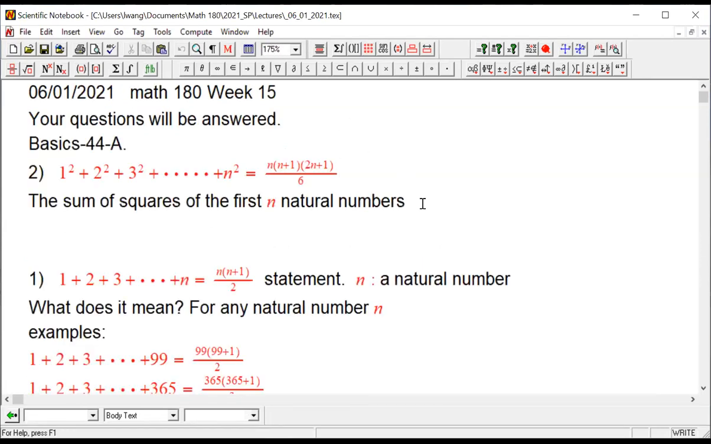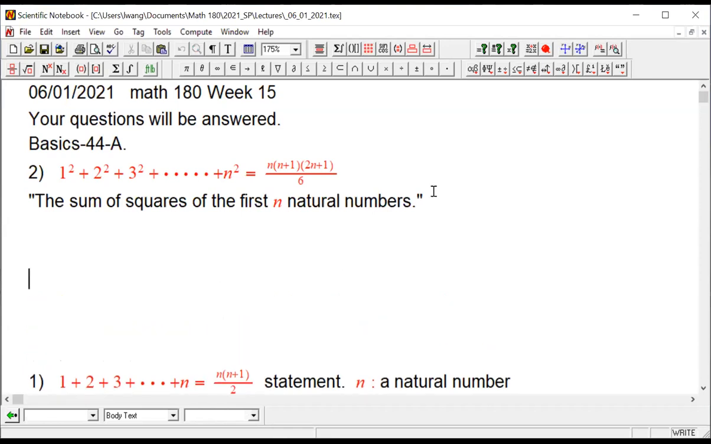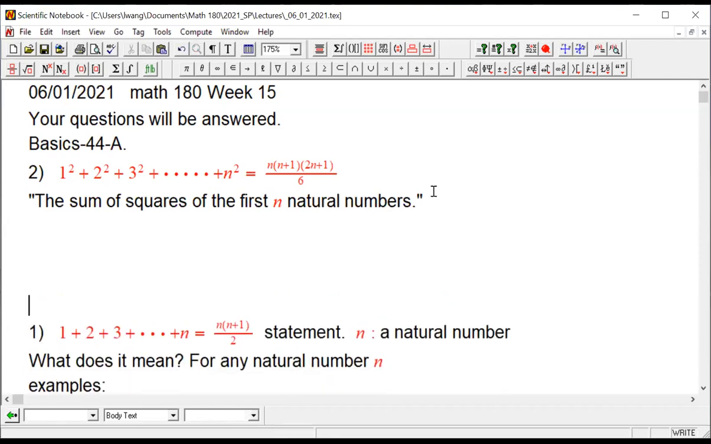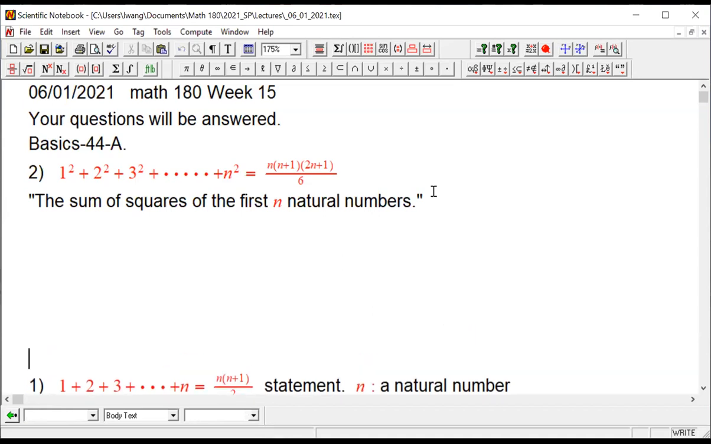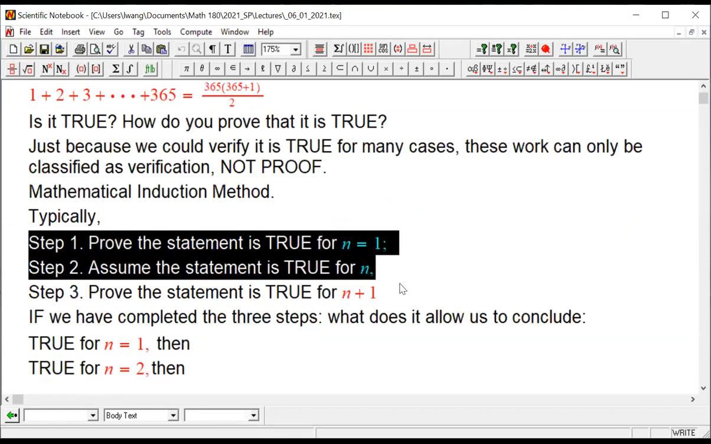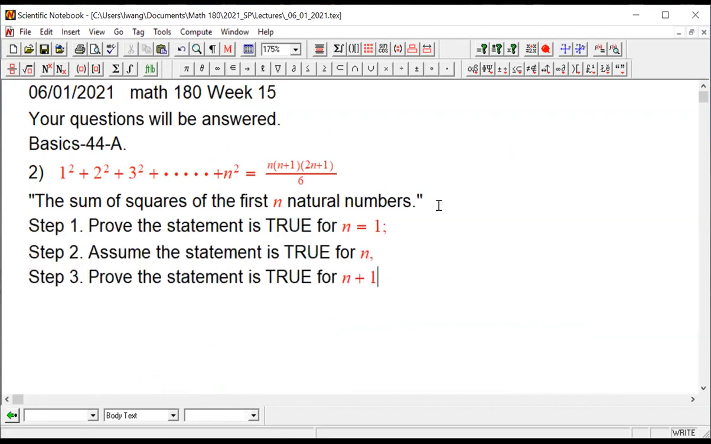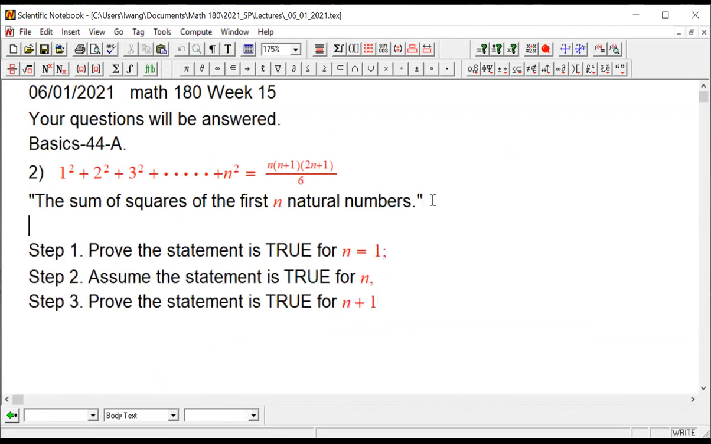The font's just a little bit larger. Okay, I promise you, you're going to use this formula in Calc 1, Chapter 5. Okay, so how do we prove it? Still the same 3 steps. Still the same 3 steps. So I'm going to copy these 3 steps. And this time I'm asking you guys to work with me. Let's do this together.